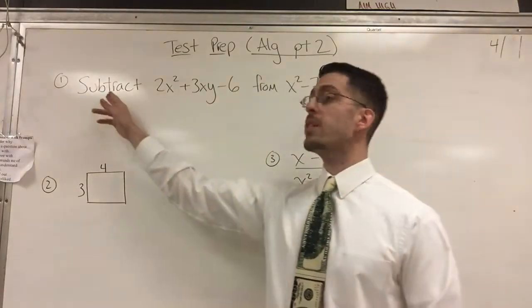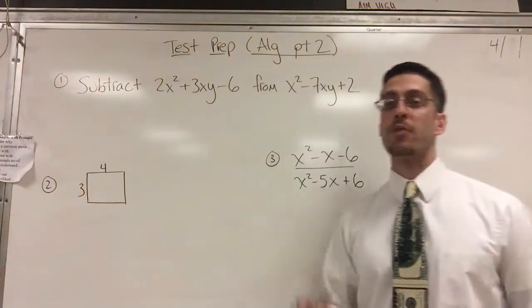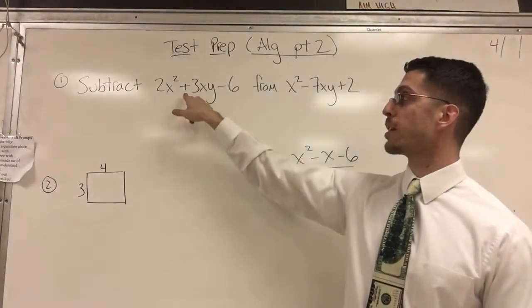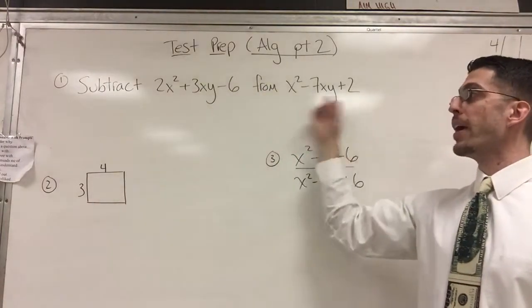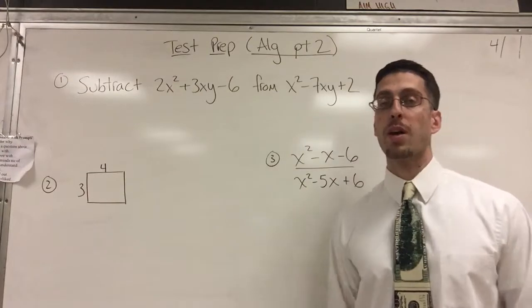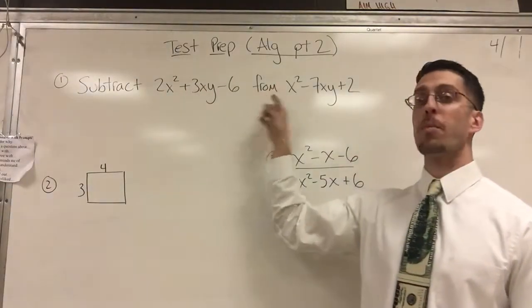So check this out. This says subtract this trinomial from that trinomial. And if you're not reading the question, you're going to write this, and then you're going to say, oh, I saw a subtract. So you're going to put a minus sign, and then that. And you're going to start to subtract right away. But think about what the English is saying. Subtract something from something else.